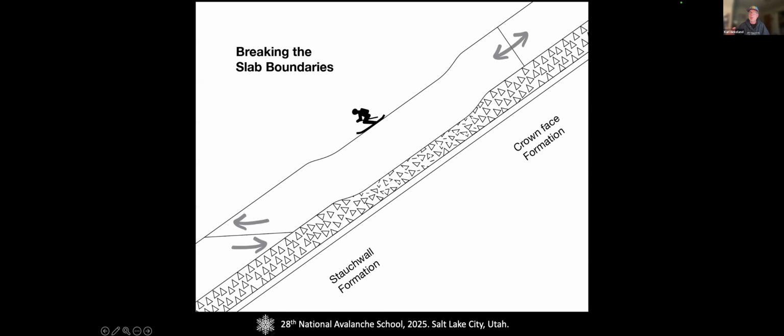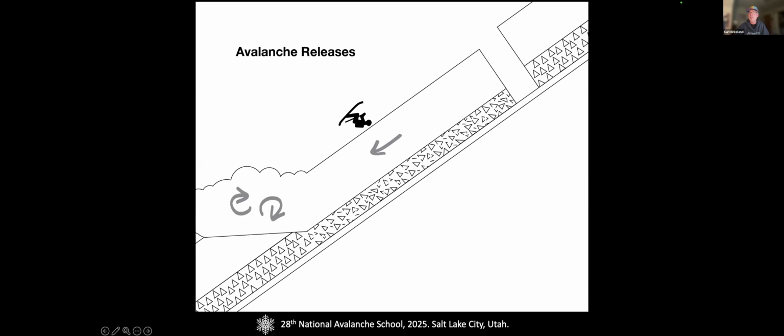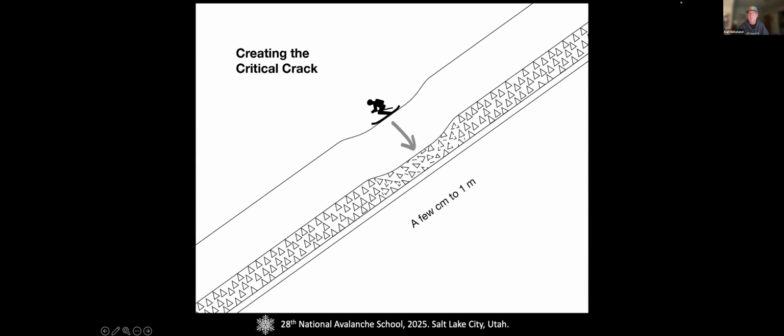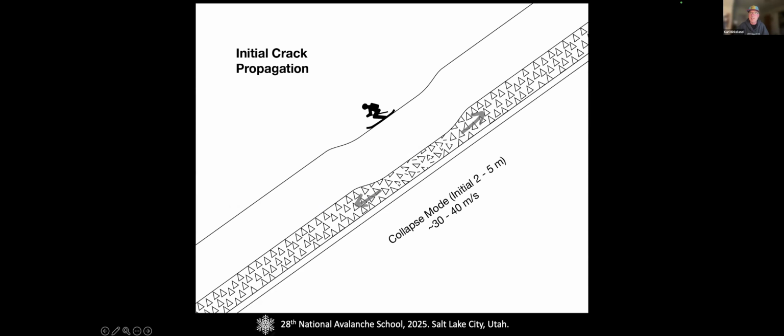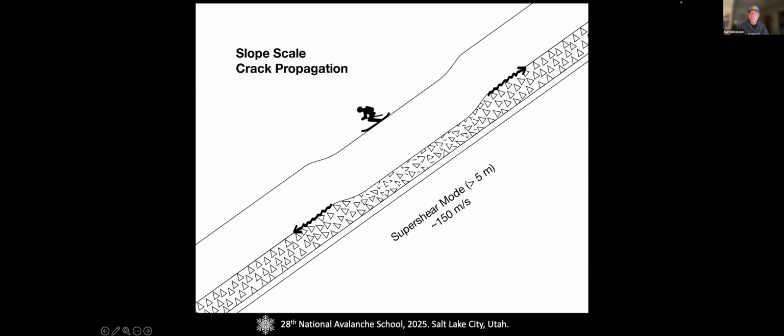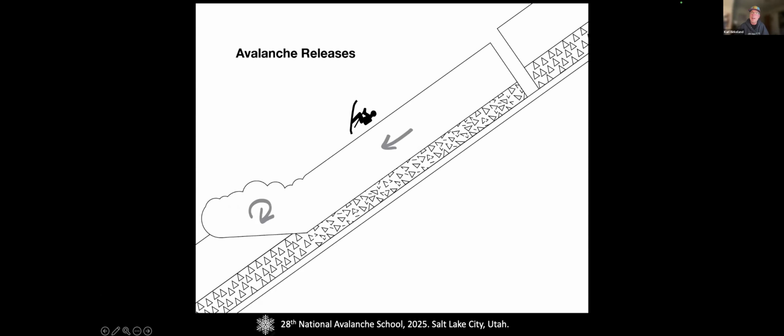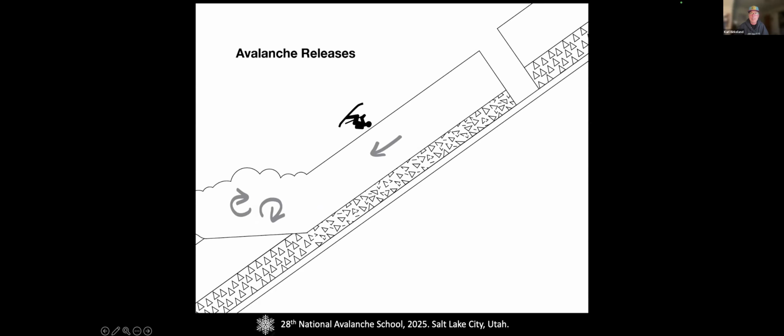The fourth stage is breaking the slab boundaries. As that slab continues to move downslope, there's enough energy to break the remaining slab boundaries. And finally, the avalanche releases, as long as the slope is steep enough for the slab to overcome friction along the bed surface. And again, this video is included in the book, so you get to watch it as many times as you like.